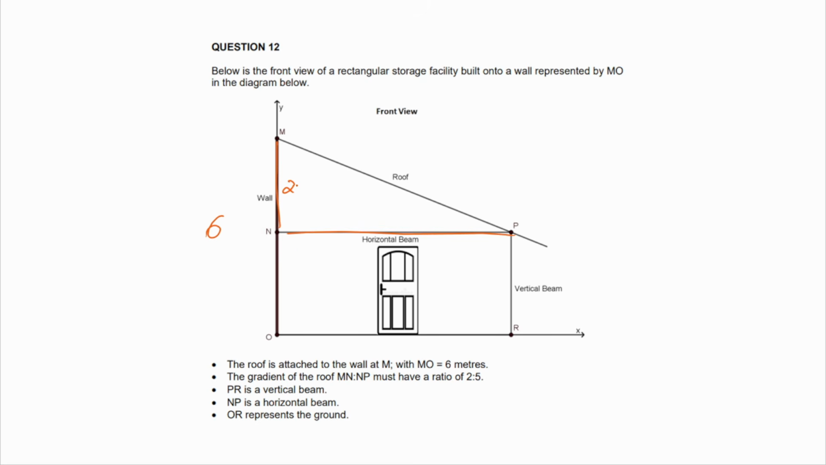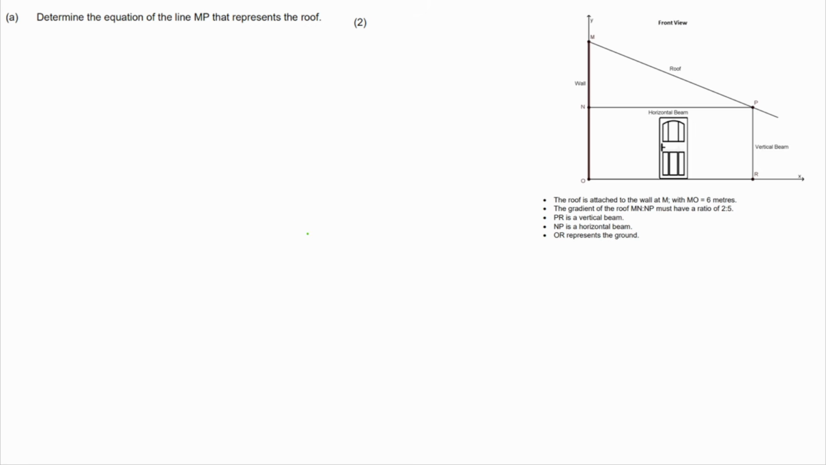If this is 2 times some factor, 2K, then this has to be 5 times more than that. It is in a ratio of 2 to 5. So if somehow this is 2 meters, then this one will have to be 5. That's how that would work. They say PR is a vertical beam over here, NP is a horizontal beam over there, and OR represents the ground. All right, let's get into the question.